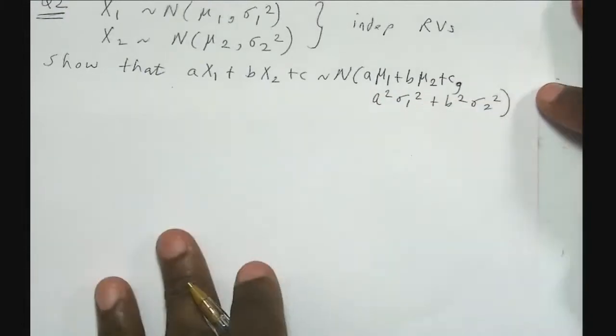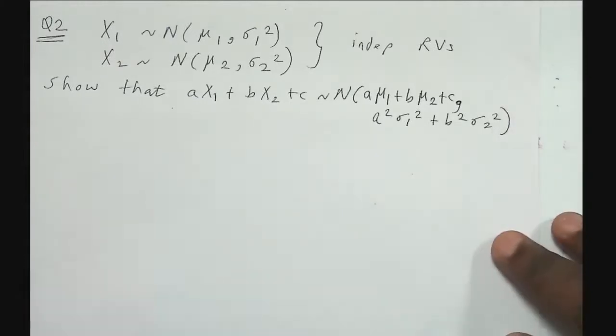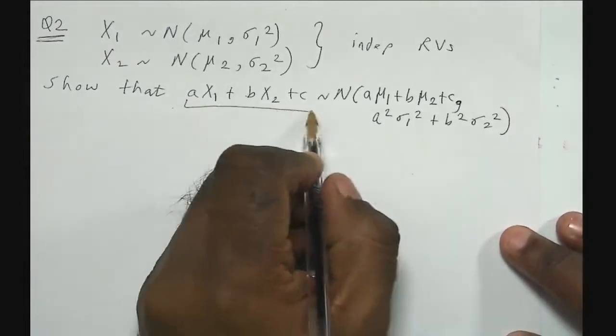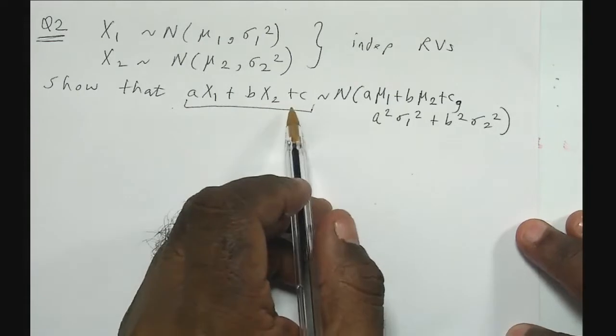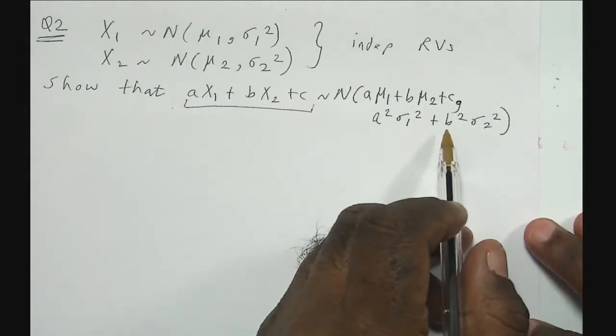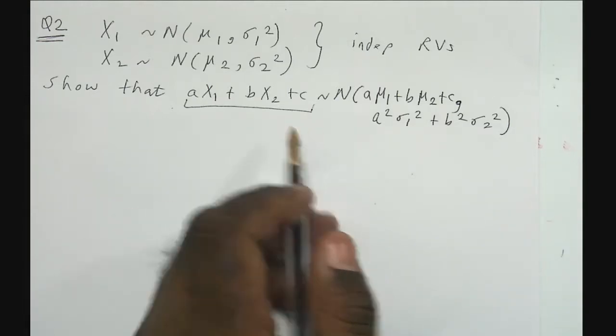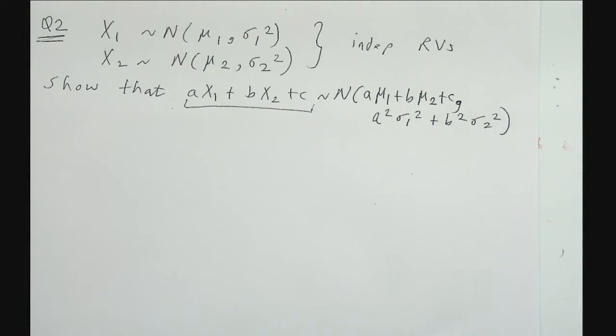All right. So this is what we want to show. We want to show that ax1 plus bx2 plus c has a normal distribution with these parameters. Now to do questions like this, whenever you are asked to show that a function of a random variable or a function of random variables has a certain distribution, there are many different approaches, but one approach that I will commonly use during this course is the following.